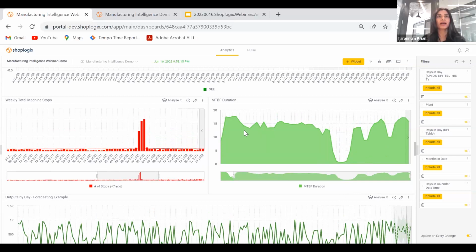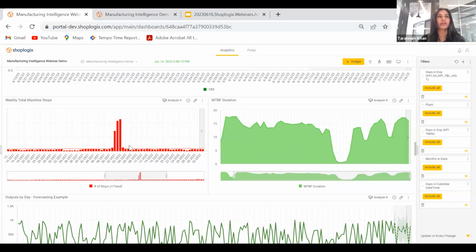But here's another one of, now that you have different sources of data in Analytics Suite, you can start to do comparisons. You can do comparisons within the same widget, or you can also do comparisons side by side, depending on the data that you're looking at. So here's a weekly total machine stops. You can start to see there was a spike over here. There were quite a bit of machine stops. You can use the feature here to really hone in on the area of interest.